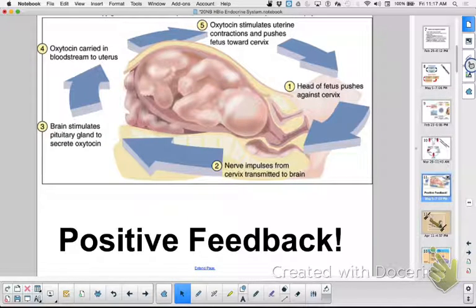Positive feedback: more gets you more. More gets you more. An ever greater change in the same direction occurs until a cutoff point is reached.